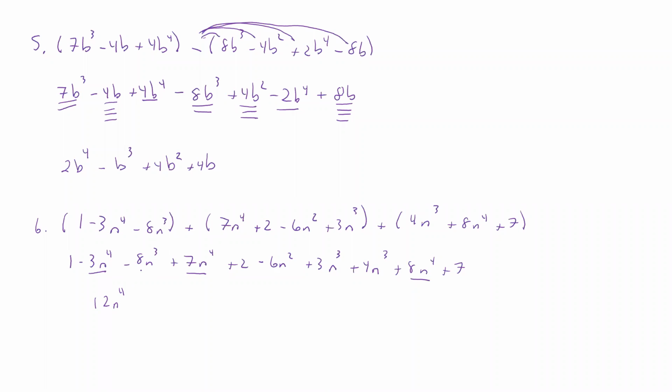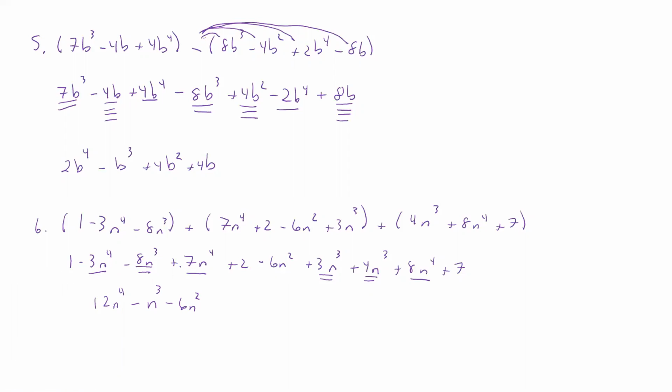Now we have cubes. So we have 8n cubed, 3n cubed, and 4n cubed, oh, just one of those, sorry. I'll erase, there we go. So we have minus 8 and plus 3, so that's going to be minus 5. Plus 4, so that's going to be minus n to the third. Okay. Now we have squareds. Well, it looks like we only have this one squared, so we can just write it down now. So it's a minus 6n squared.